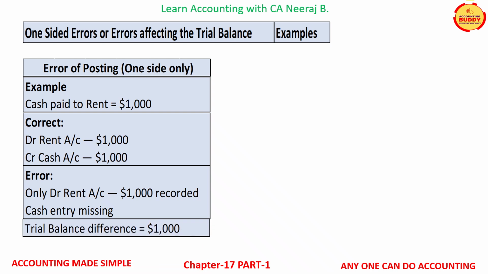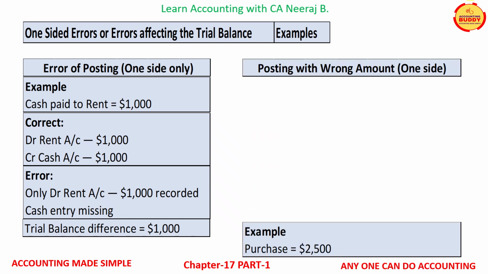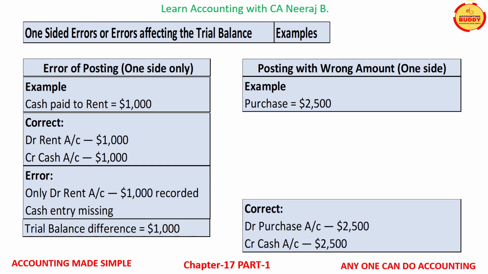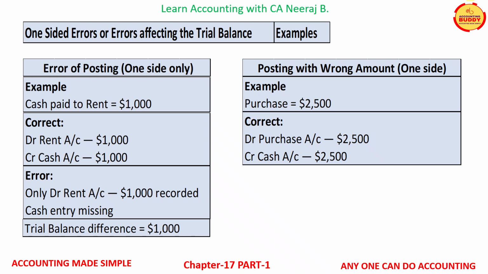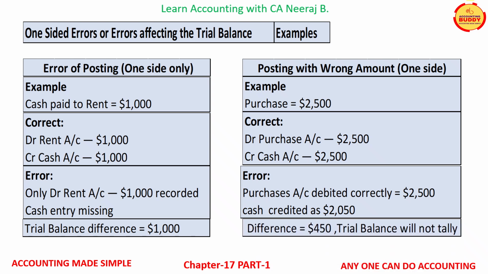Another example of one-sided error is posting with wrong amount on one side of an account. For example, a purchase of $2,500 is made for cash. The correct entry for this transaction is debit purchase account for $2,500 and credit cash account for $2,500. Now the purchase account is debited correctly for $2,500. However, the cash account is wrongly credited with $2,050. Therefore, it will result in a difference of $450 and the trial balance will not tally.